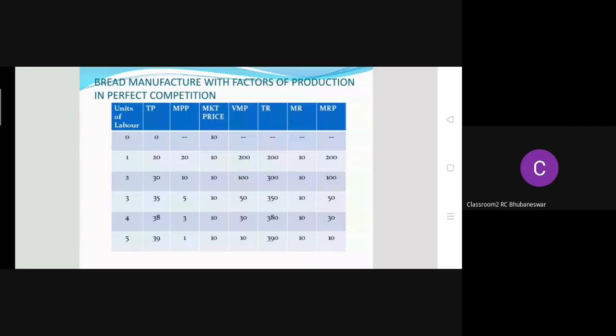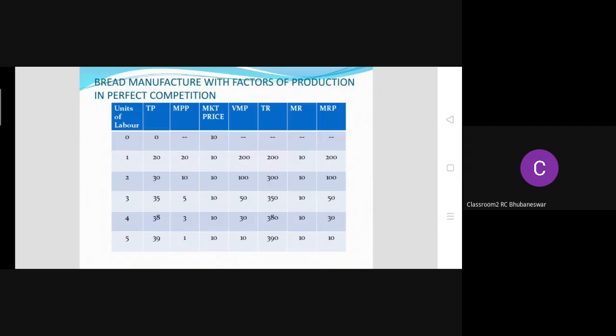Look at this. When the unit of labor is 1, the total product is 20, whereas marginal physical product is 20. Market price is 10, that is constant for all time. And here average market price is equal to marginal revenue. And look at this MRP. I told you that MRP is attained through marginal revenue into marginal product. When the first unit of labor is used, MPP is 20. Here MR is 10, so 20 into 10 is equal to MRP, which is 200.